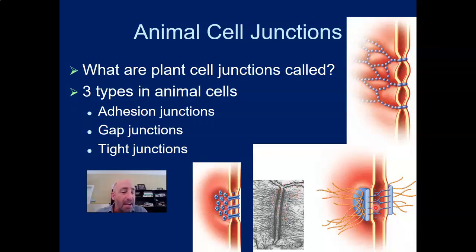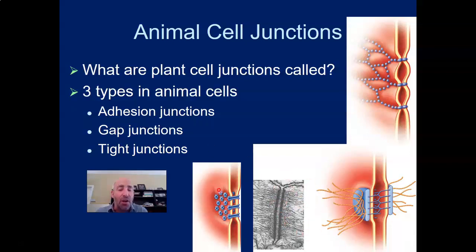So gap junctions, pictured here and here. Here's a gap junction. Here's a gap junction. These junctions are between cells that communicate a lot with each other. So cells within your heart, for example, that need to coordinate the heart beating, need to communicate quite a bit. They have a lot of gap junctions there. So that's what a gap junction is. Junctions or connections between cells that need to communicate quite a bit with each other.